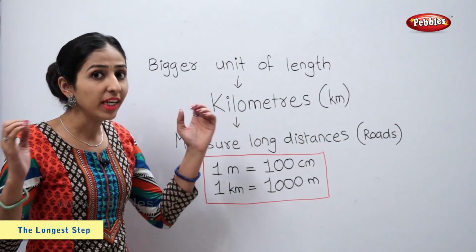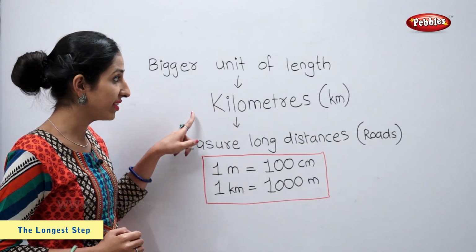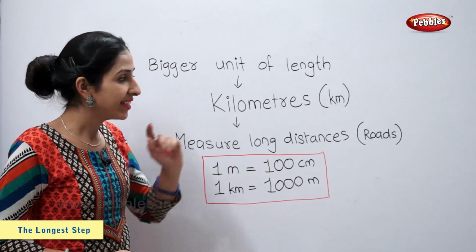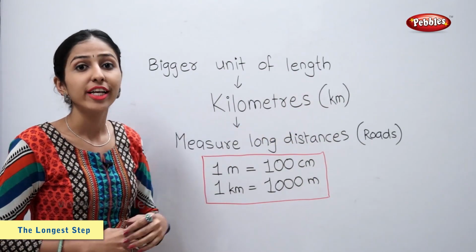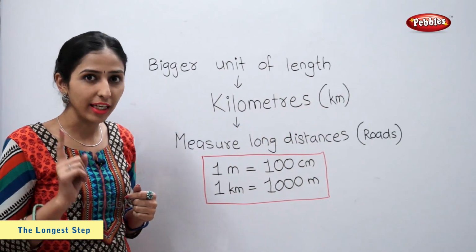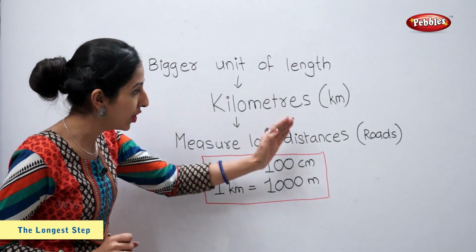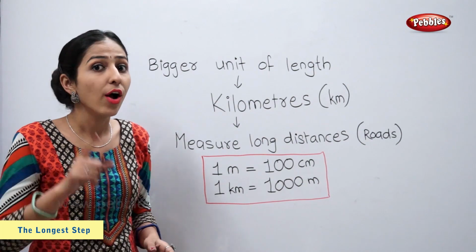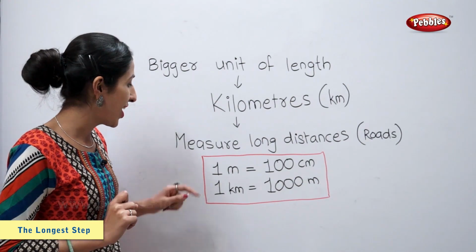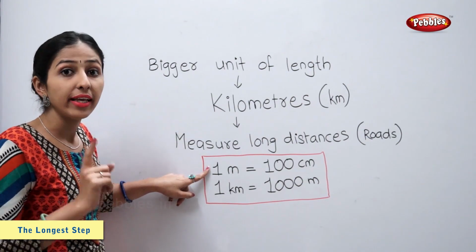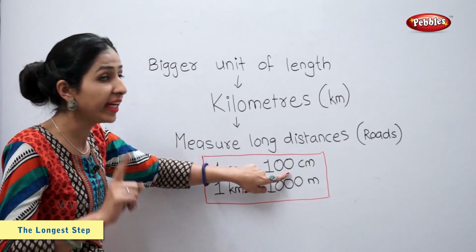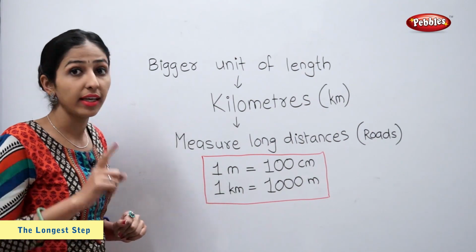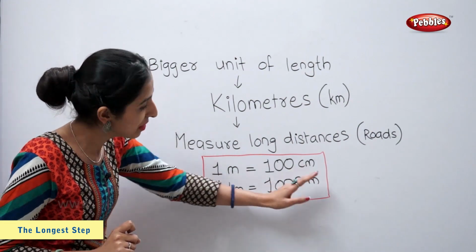Students, a bigger unit of length is kilometer. Kilometers are denoted as km. Generally, we use kilometers for measuring long distance such as roads. Students, also remember this. 1 meter is equal to 100 centimeters and 1 kilometer is equal to 1000 meters.